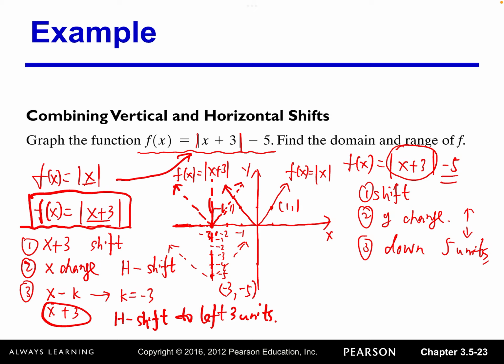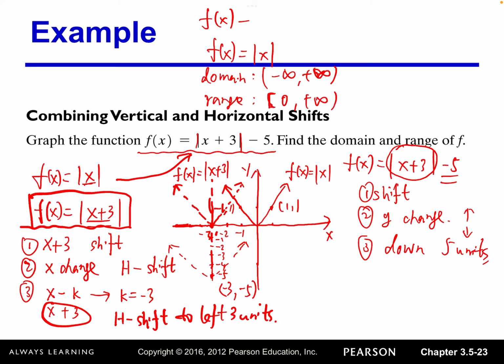And then what about the domain and the range? Okay, initially f of x equals absolute value of x. What are the original domain and range? The domain will be all real numbers, right? It doesn't have any restriction for x. And then the range will be from 0 to positive infinity, right? Since it includes 0, we use a square bracket on this side. All right, that's the original absolute value of x.